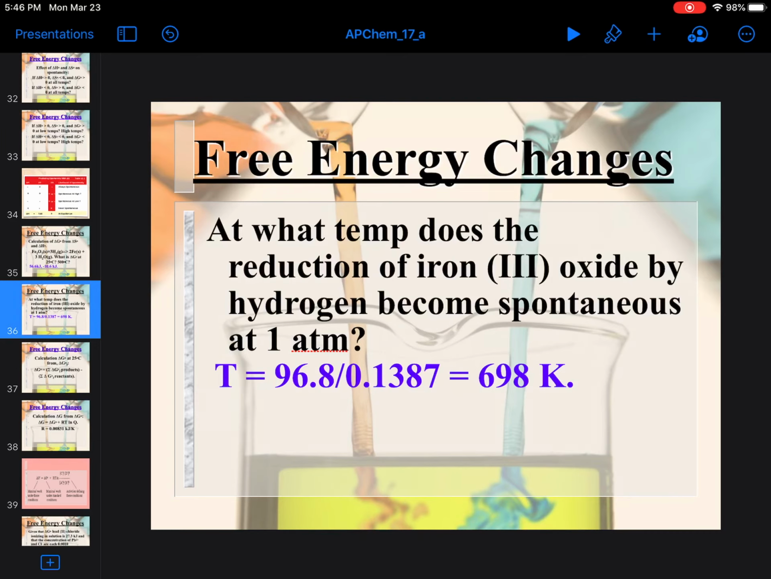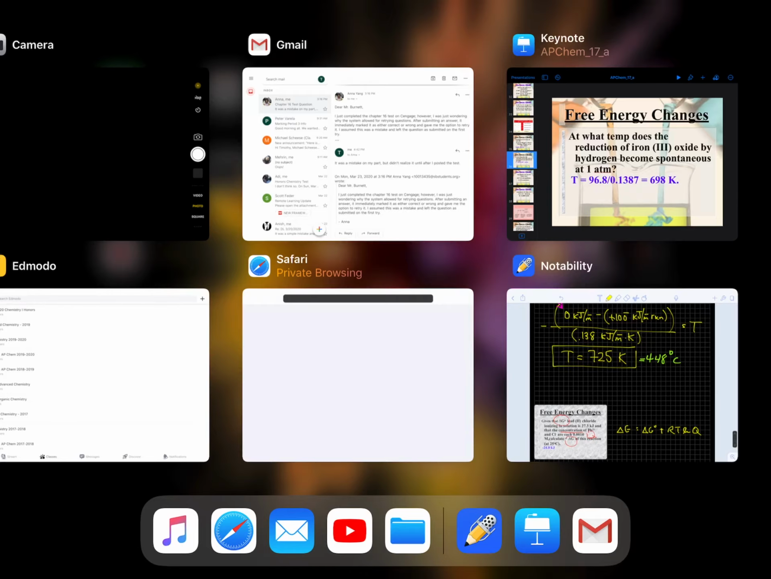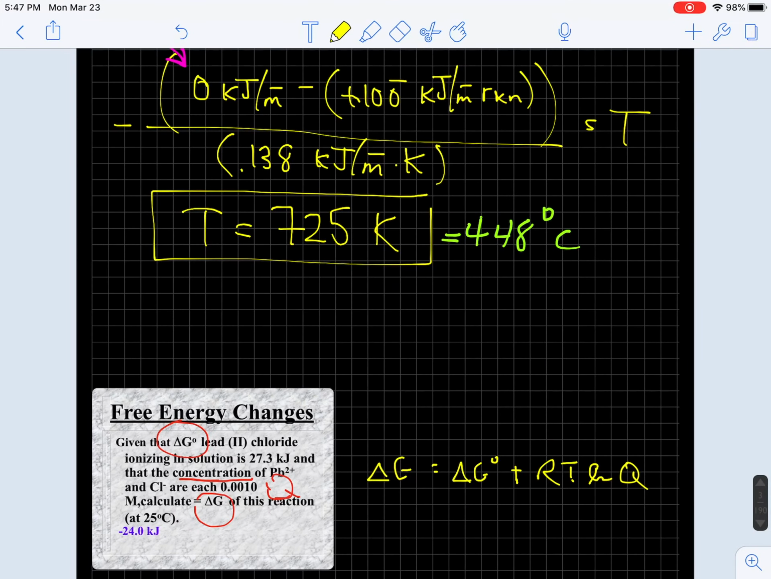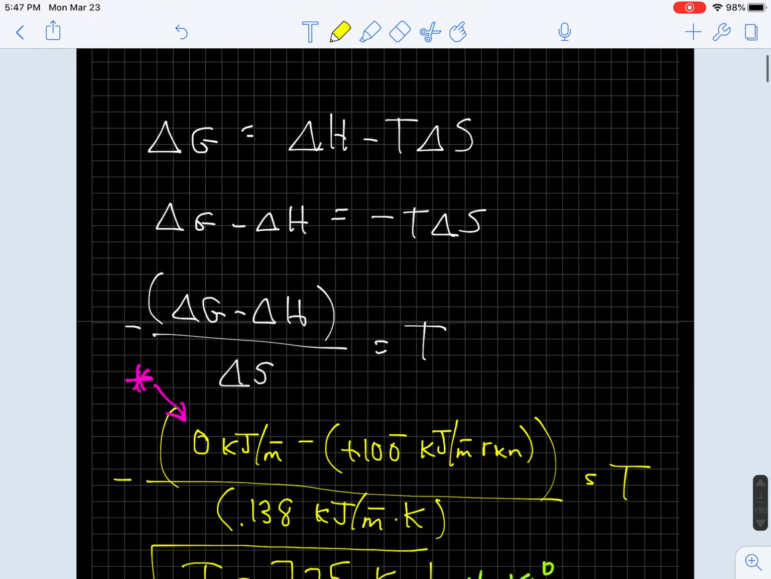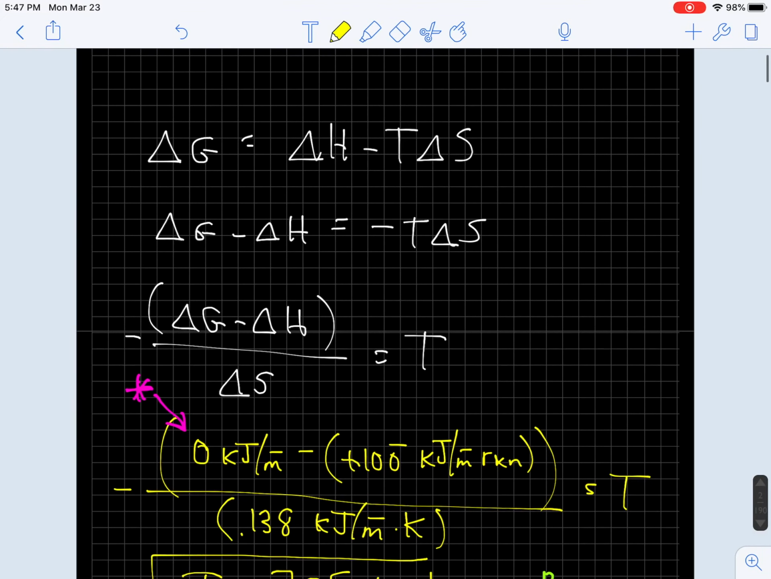So the threshold between spontaneous and non-spontaneous is when delta G equals 0. So for this one, we have the Gibbs equation, and then we're going to solve that for the temperature at which we get when this thing starts to become spontaneous.